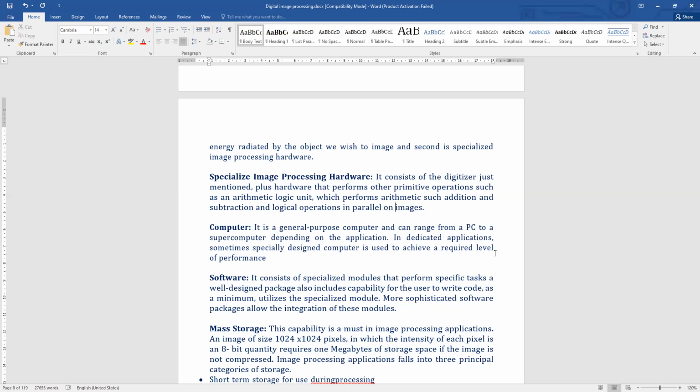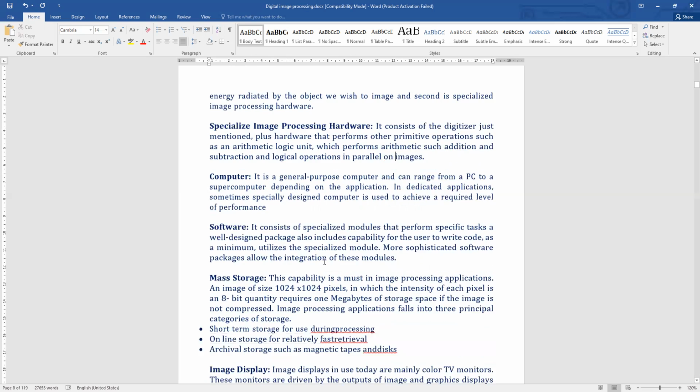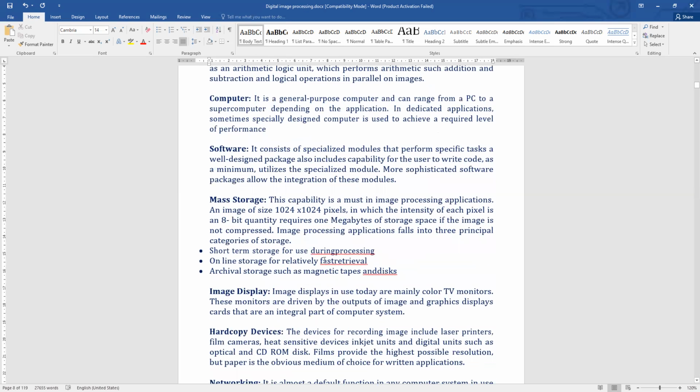Now for dedicated applications, sometimes we use specially designed computers to require a level of performance, with software. So it consists of specialized modules that perform a specific task. Well-designed packages also include the capability for the user to write code, at a minimum to utilize the specialized module. More sophisticated software packages are very common these days. You have many apps in which you can refine an image; you may not have the code to change, but you have the option of refinement.